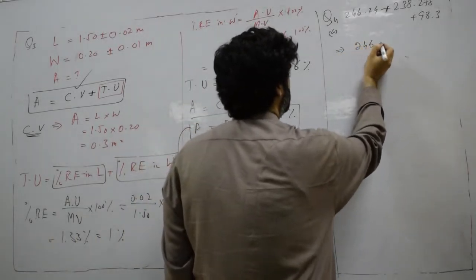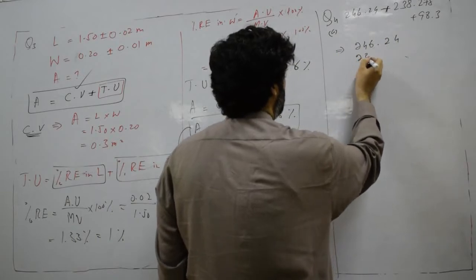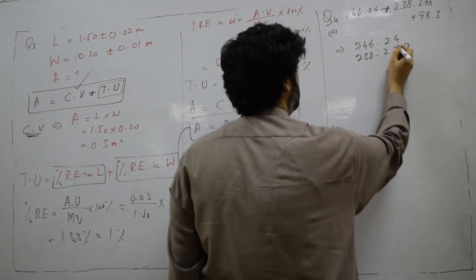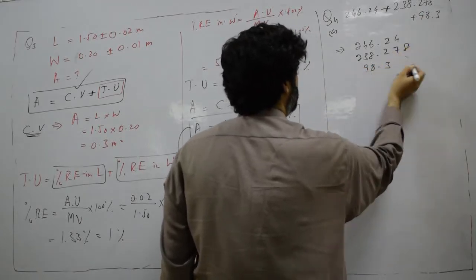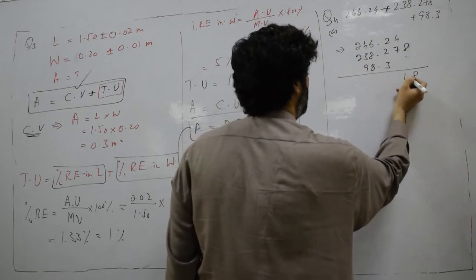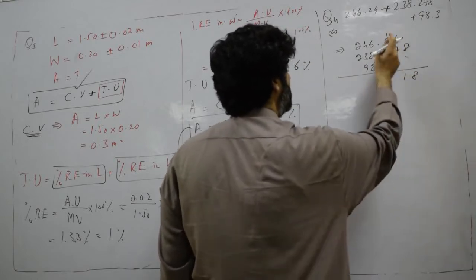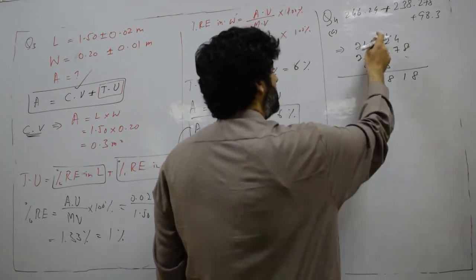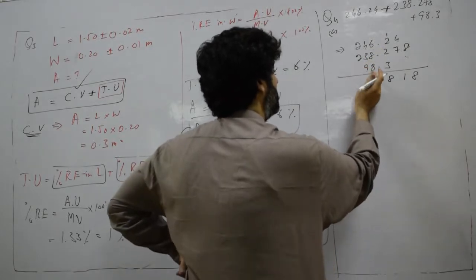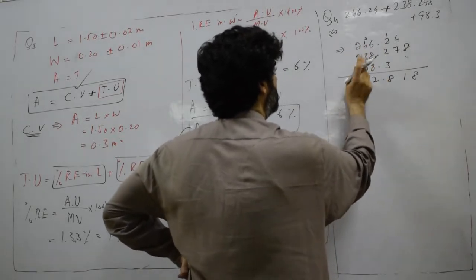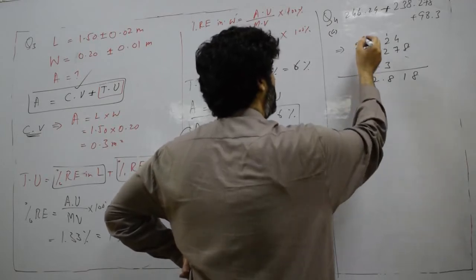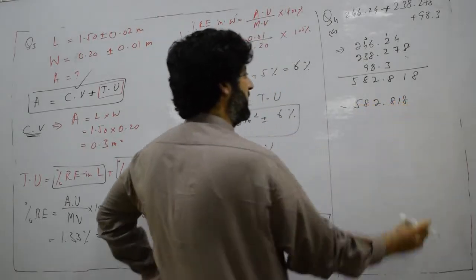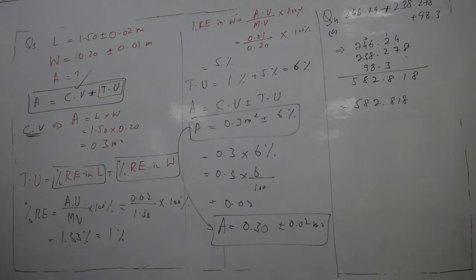So 246.24 plus 238.278, you can add them by calculator, and 98.3. So 6 and 8 is 14 plus 8 is 22, 2 is here, 6 and 3 is 9 and 18, and 1 is here, that is 5. So the answer is 582.818. Yes, that is the answer.